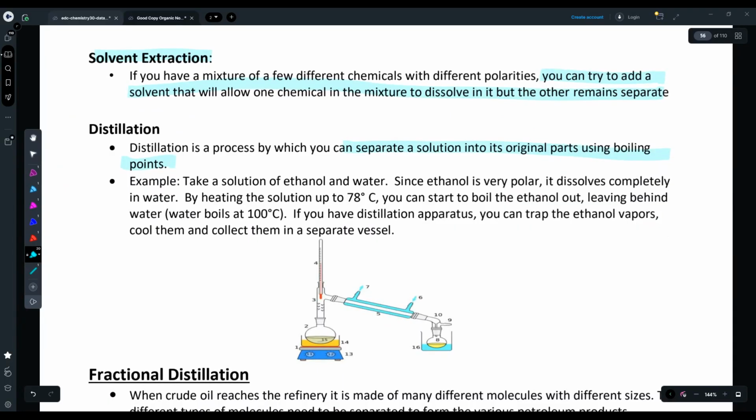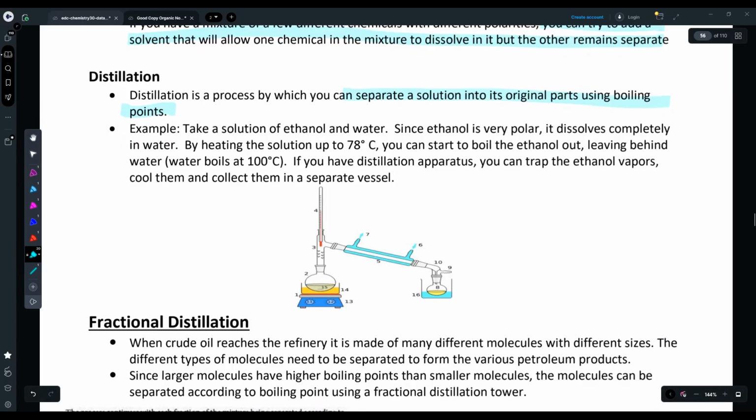So, for example, for distillation, let's say you take a solution of ethanol and water. Okay, so ethanol can dissolve in water, so that's why we have to use distillation in order to separate them, because ethanol is going to have a lower boiling point than water. Ethanol's boiling point is at 78 degrees, whereas water boils at 100 degrees.